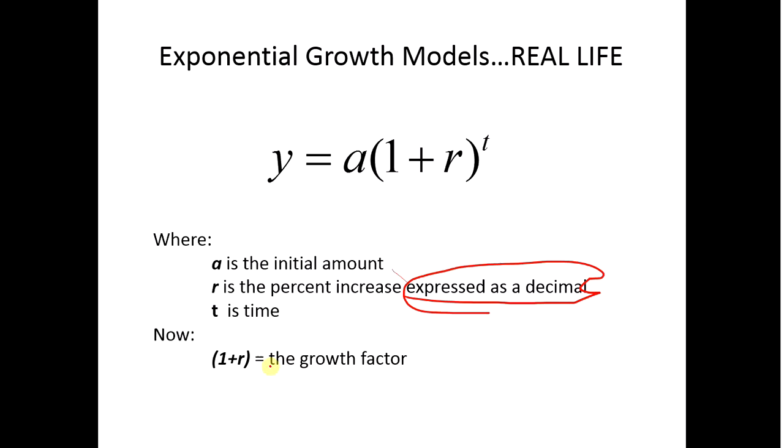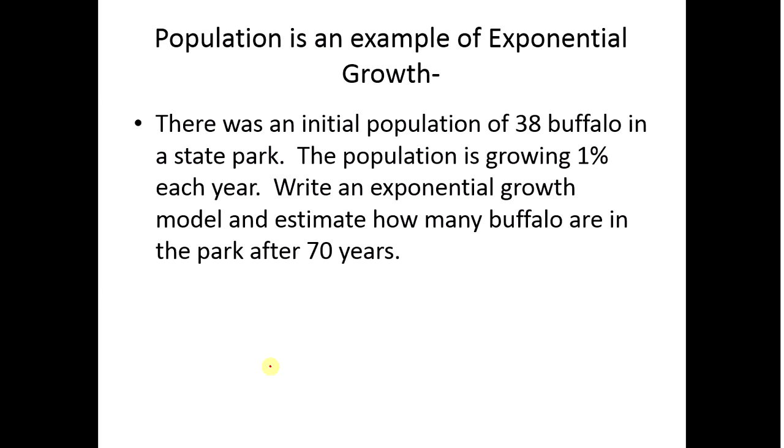So let's take a look at this and see how this actually works. I have a population of buffalo. There's 38 of them originally. That's how many we put in there. Our population is going to grow 1% each year. We need to first write a growth model, and then we're going to estimate how many buffalo are going to be in our park after 70 years.